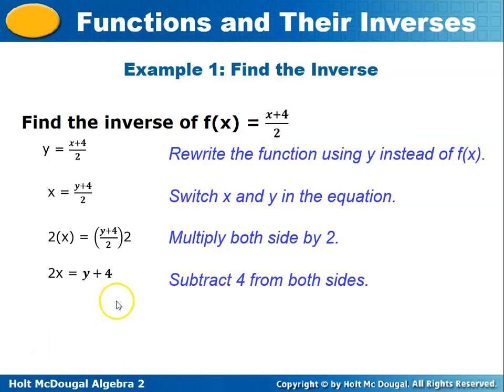Then we're going to subtract 4 from both sides because 4 is being added to the right side. So we're going to subtract 4 from both sides. That's going to give us 2x minus 4 equals y. This is our inverse function.